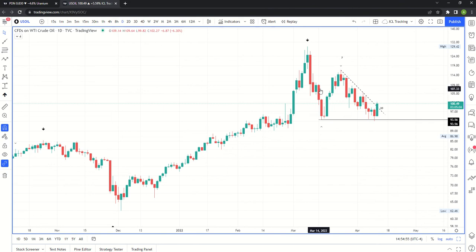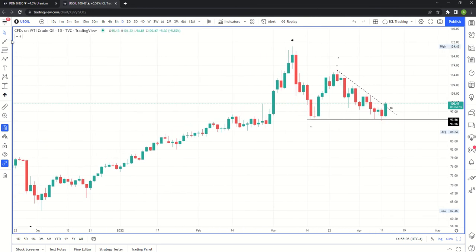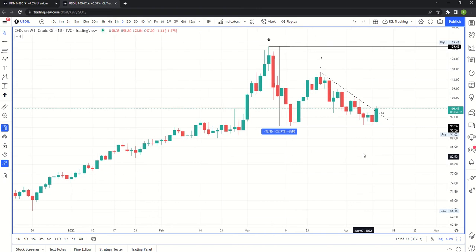This is the chart of oil. This is the CFDs for WTI as opposed to the futures, but the prices are very similar. So we had this huge move, war related for sure, where we got up to 129. And since that move, we had a sort of plunge over the course of about a week. We dropped down about 27% in just 7 trading days, so more than a calendar week.